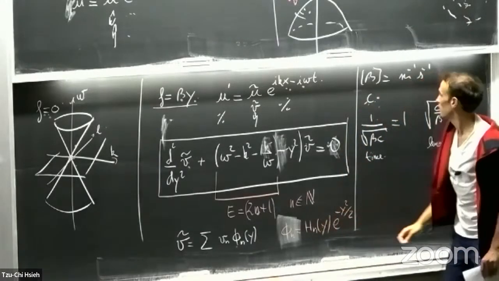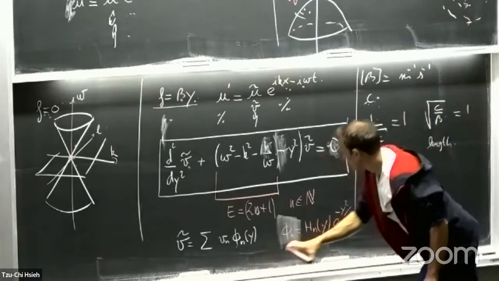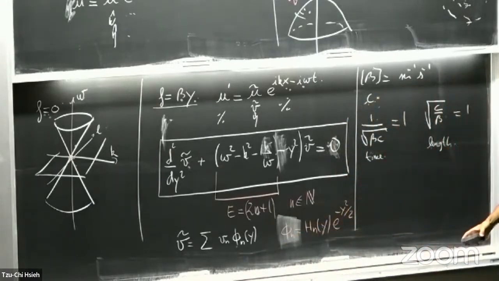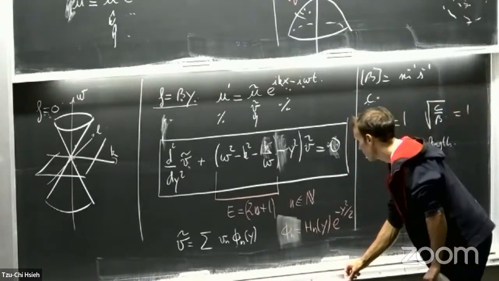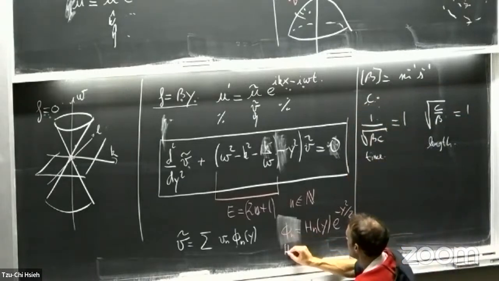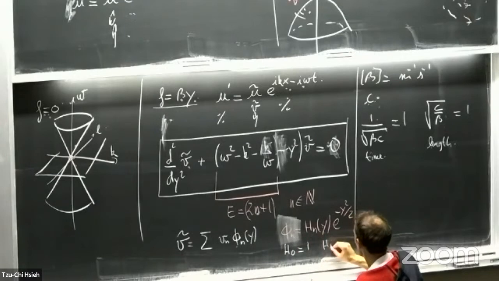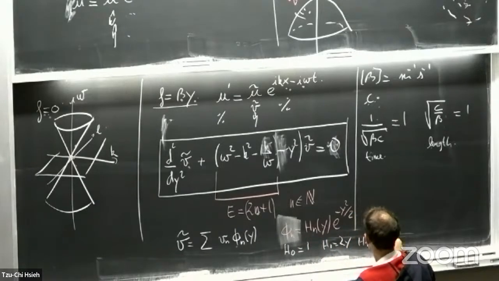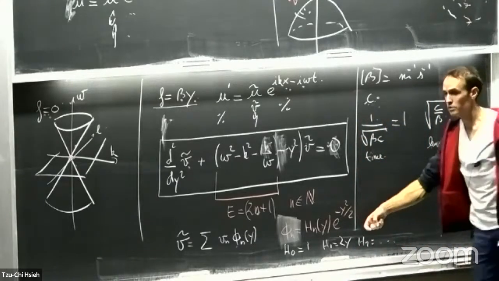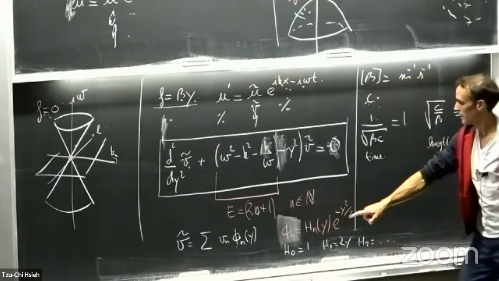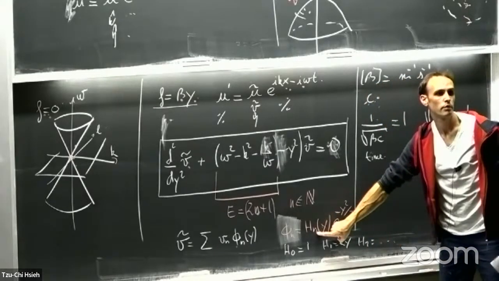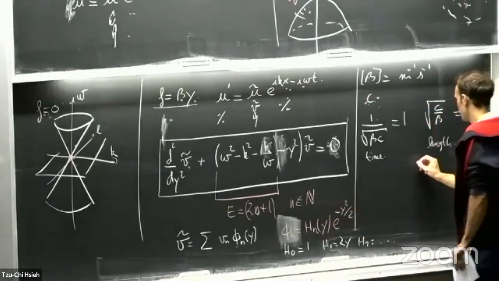So those functions, what do they look like? So Hn, those are the Hermite polynomials. So the first one is 1, the second one is 2y, and the third one, I don't know. But the important point is that there is a recursion relation to find them, and n gives you the number of zeros of the function. So let's draw them here.